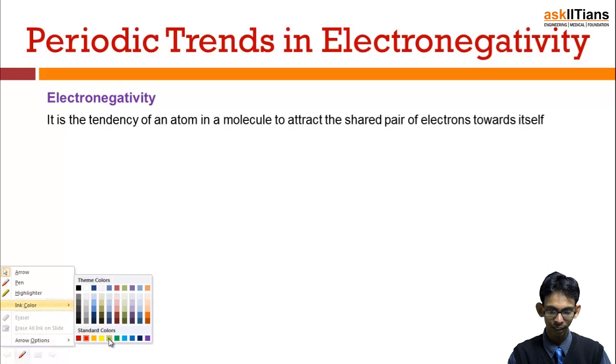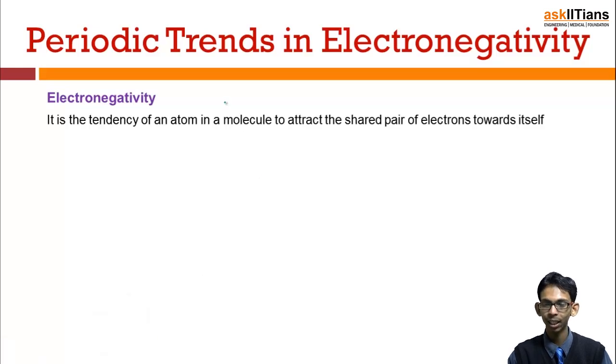Let's understand this with an example. Let's say there is a bond formed between two similar atoms A and A. In this case, this is a covalent bond, and both the atoms will share one electron each to form a bond like this. Now, as both are the same type of atoms, they are identical in properties. In this case, the shared pair of electrons will lie in the center, exactly at this point.